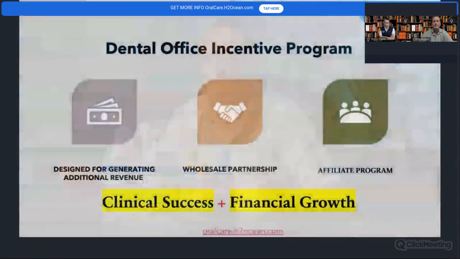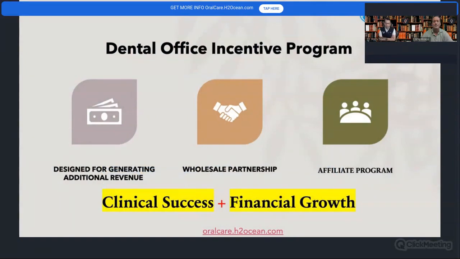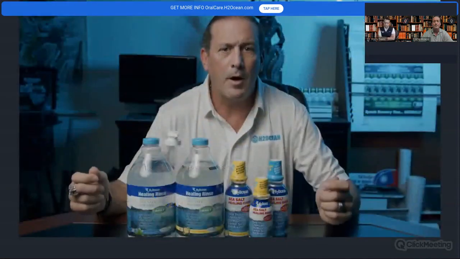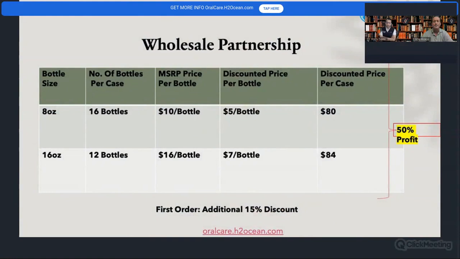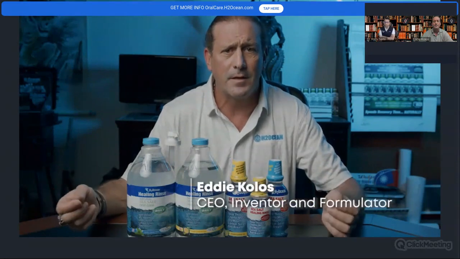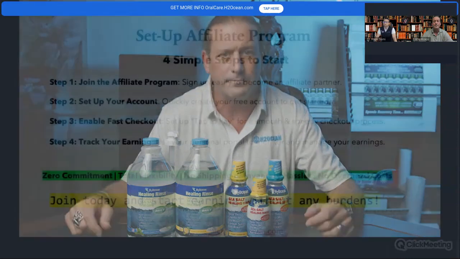For dental professionals partnering with H2 Ocean, we offer both clinical success and financial growth. We have 2 main partnership programs. A wholesale partnership. This program offers significant discounts, allowing partners to generate additional revenue. For example, our 8-ounce mouthwash bottles have a manufacturer's suggested retail price of $10, but they are available for our partners for just $5, offering a 50% profit margin.